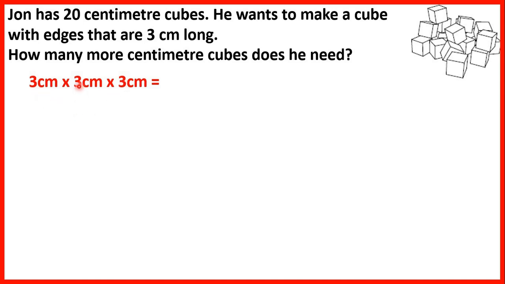3 times 3 is 9, times 3 is 27. So he wants to make a cube with a volume of 27 centimetres cubed. So he will need 27 centimetre cubes. He already has 20, so that means he needs 7 more cubes.